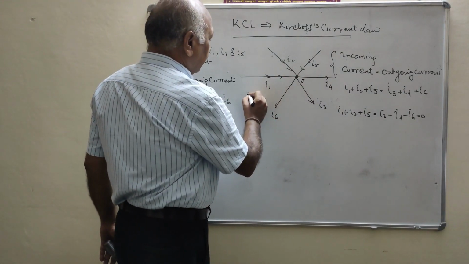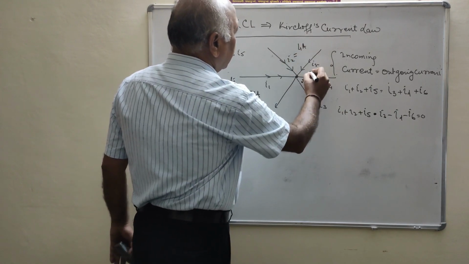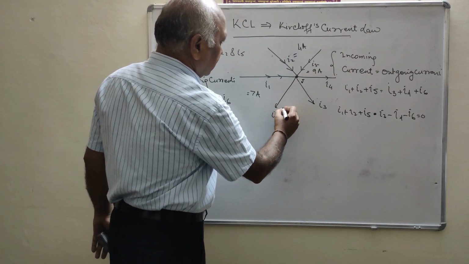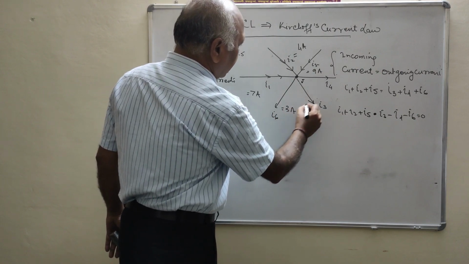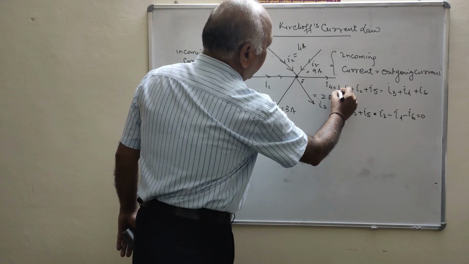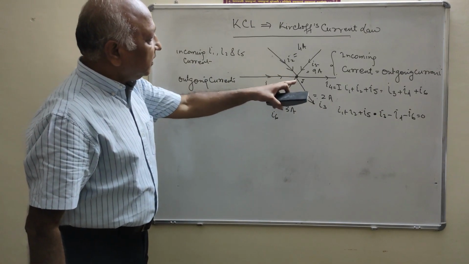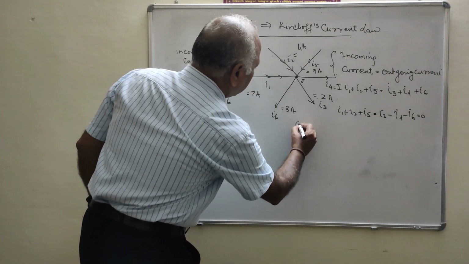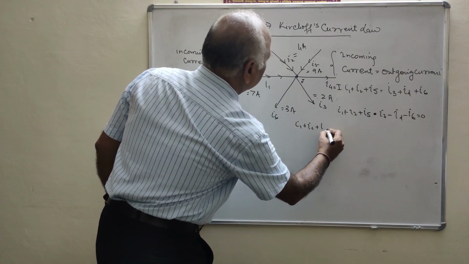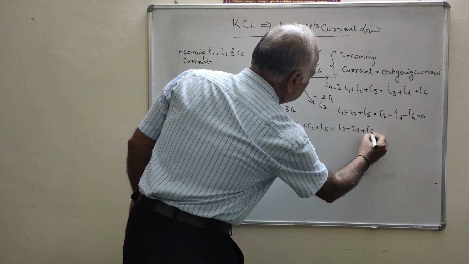Now say I1 is 7 ampere, I2 is 4 ampere, I5 is 9 ampere, I6 is 3 ampere, I3 is 2 ampere, and we have to find the value of I4. Clear? Then what is the relation? Incoming current is equal to outgoing current, that is I1 plus I2 plus I5 is equal to I3 plus I4 plus I6.